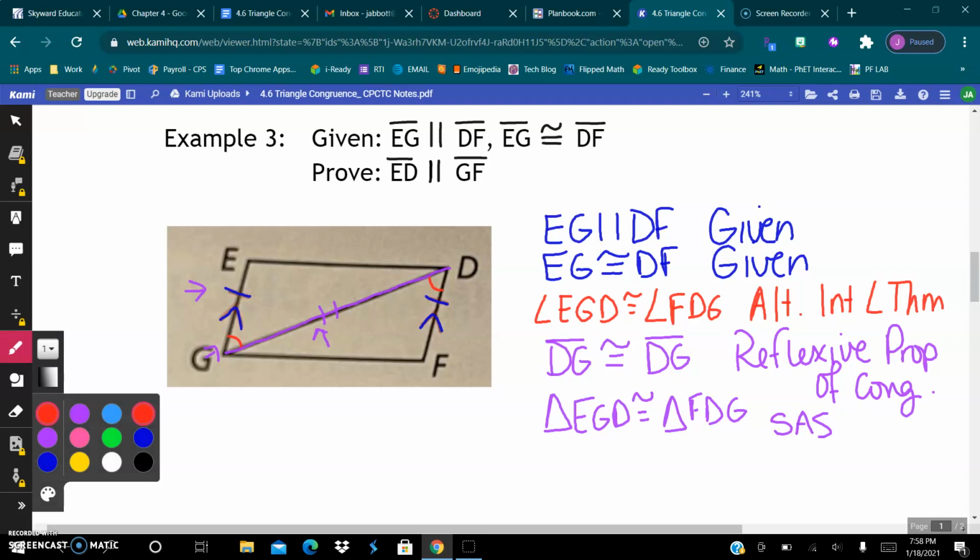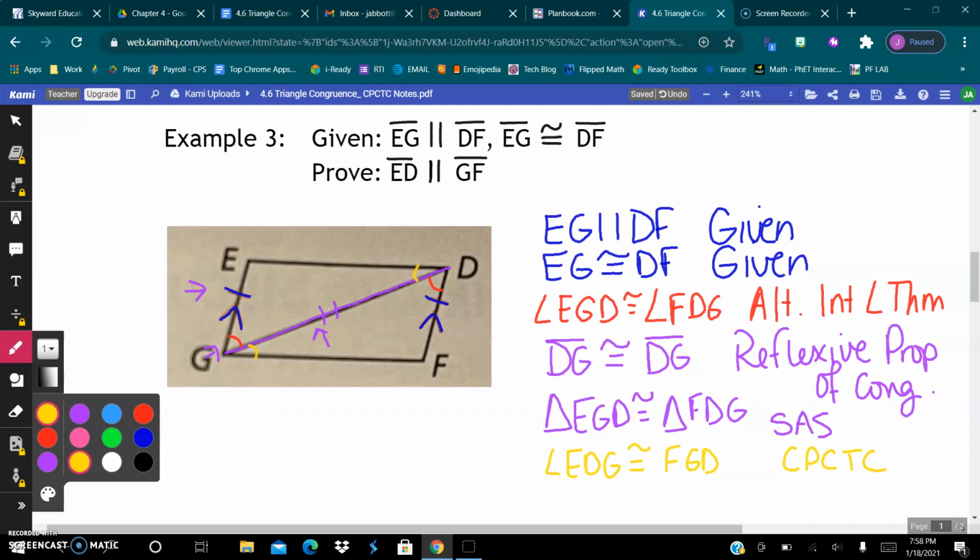Then, because we have proved these two triangles congruent, we can say, let me change the color here. This angle is congruent to this angle by CPCTC because we've already proven the triangles are the same. So now all of the other corresponding parts are the same as well. So angle EDG is congruent to angle FGD because of CPCTC.